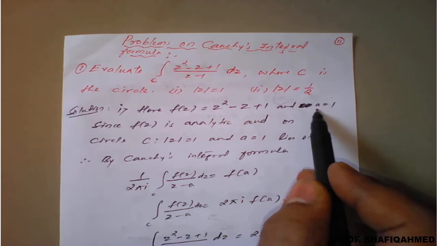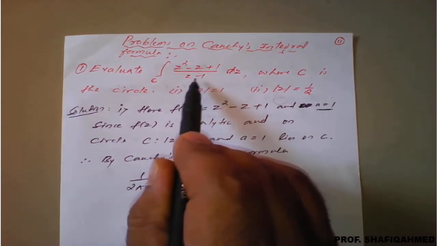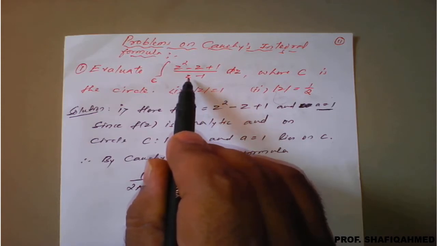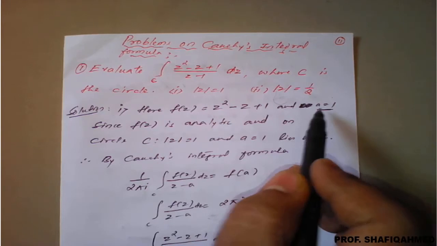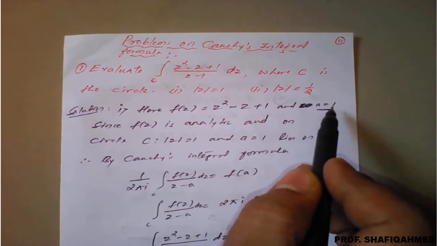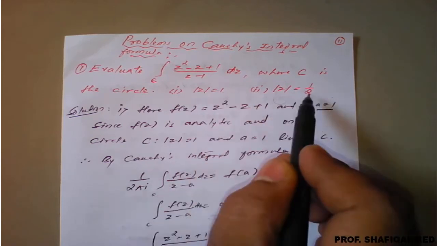What is this value, where do we have to collect it from? This is the place of z minus a. If you compare with Cauchy's integral formula, this belongs to z minus a. Z minus a means this is the place of small a, so the value of a is 1 here. So a is equal to 1, and we have to compare these two results.